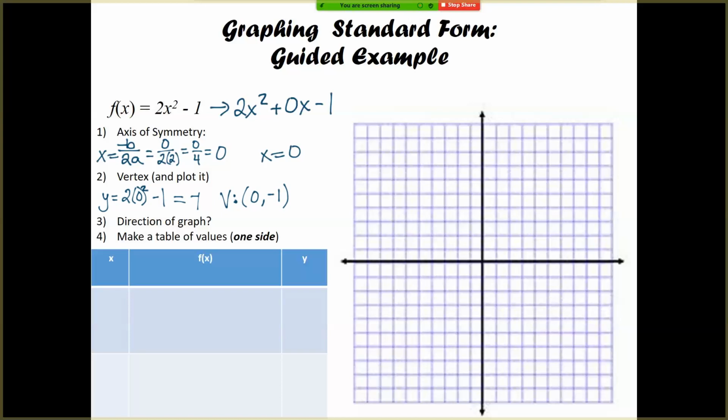I want you to decide on your paper. I want you to write whether the graph opens up or if it opens down. So check out that a value. Yep. So since it's positive, it's going to open up. Positive numbers make us happy, so we're going to smile.